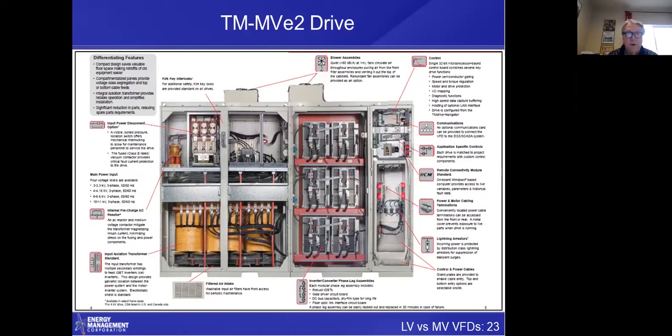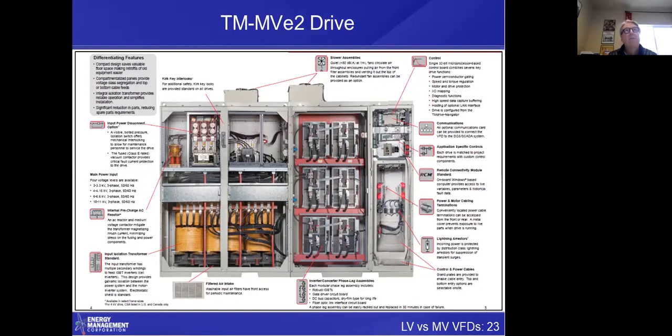On a low voltage drive, if you want to know the voltage coming into the drive, you open it up, get out your meter, and put on your arc flash protection. On a medium voltage drive, you simply look on the keypad. You do not expose yourself to a potential arc flash.